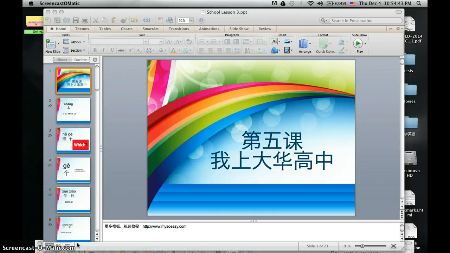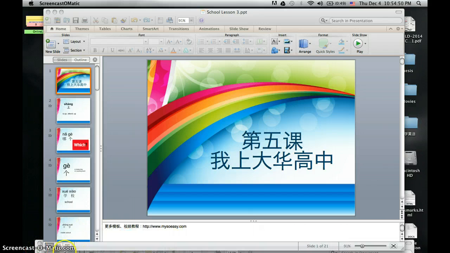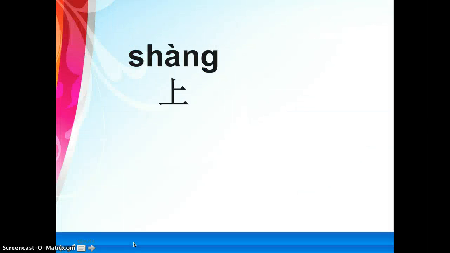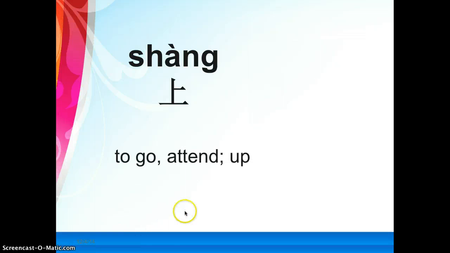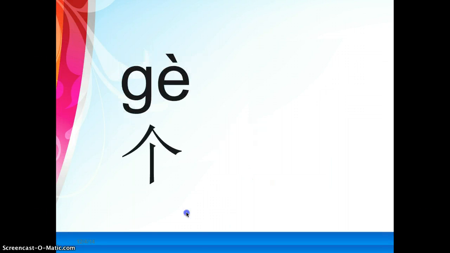Okay, today we're going to learn another two grammar structures. First, let's have a quick review of the vocab of this lesson. So 上, what is 上? To attend, right? You should be more familiar with this. 哪个? So 你上哪个学校, right? So which?